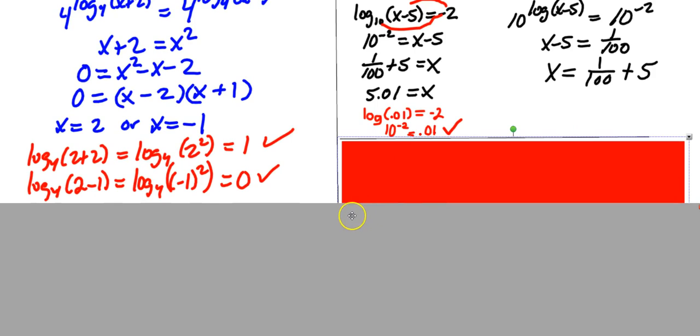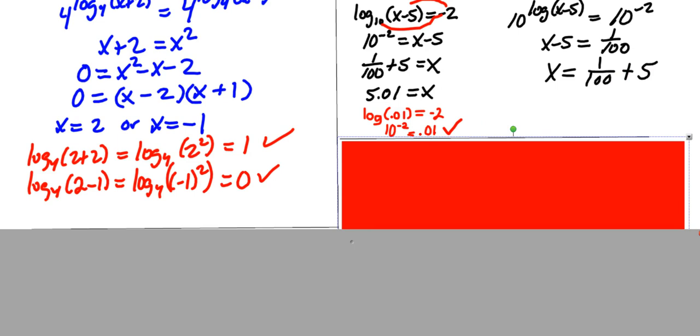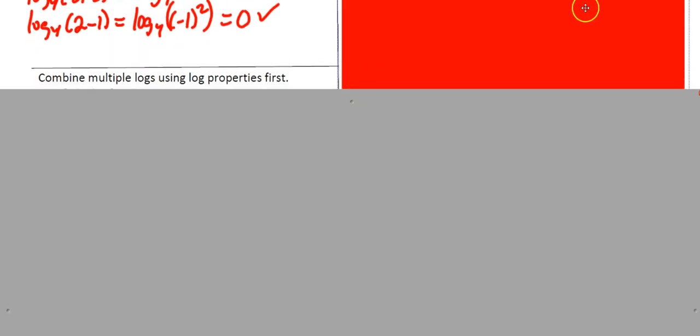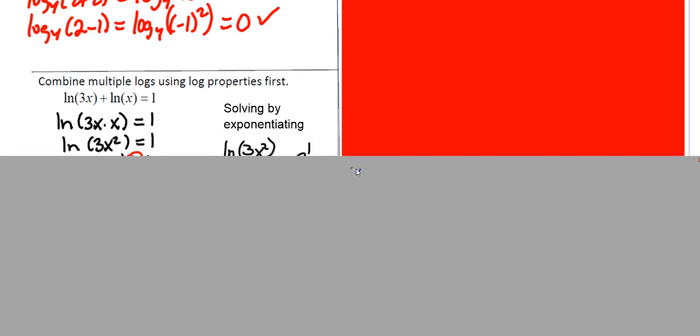Okay, now we're going to look at a couple problems, actually 3, where we have multiple logs in the same equation. When you have multiple logs in the same equation, you always need to start by combining the logs into one log, and then we go from there. So we're going to use the product property to combine these two logs together, and we end up with natural log of 3x squared. Now we have two different ways to proceed from here.